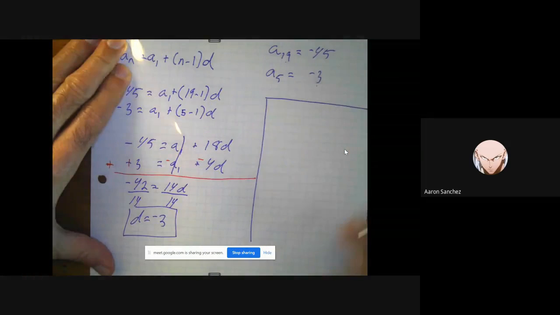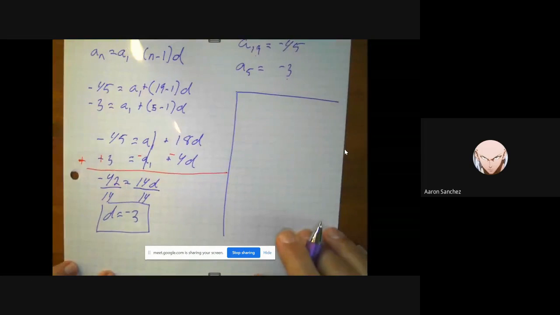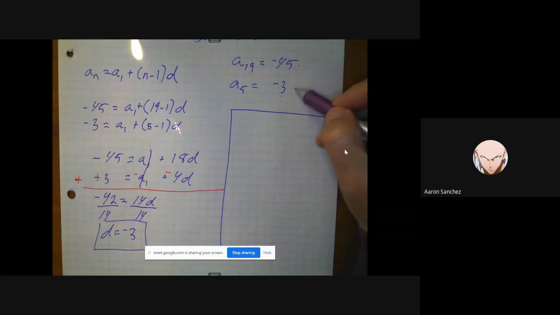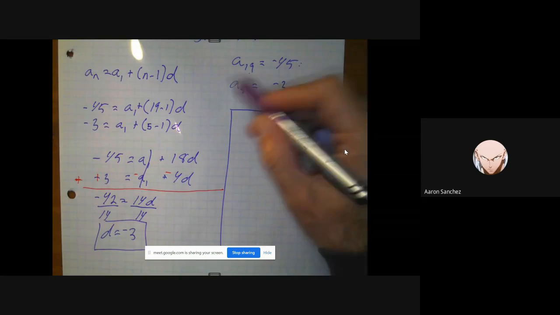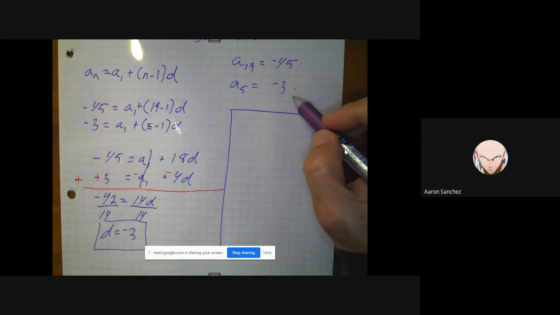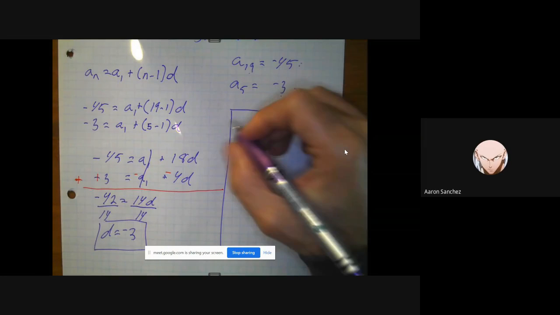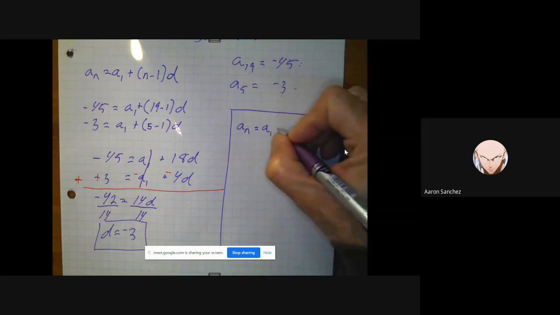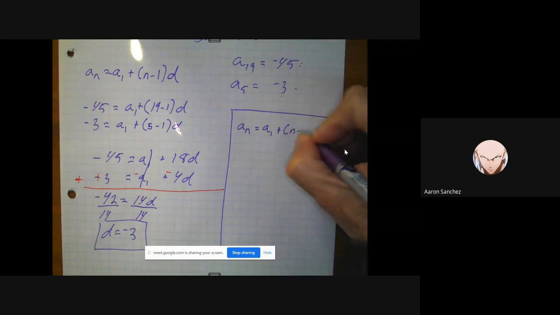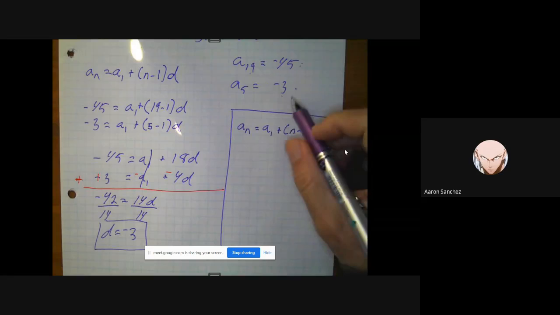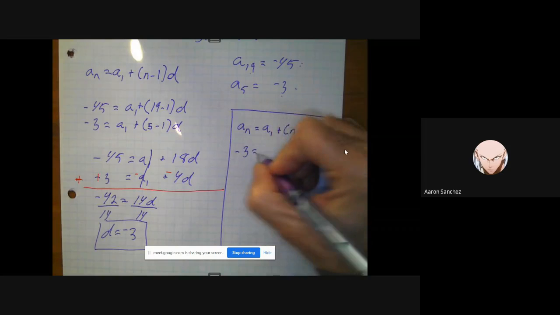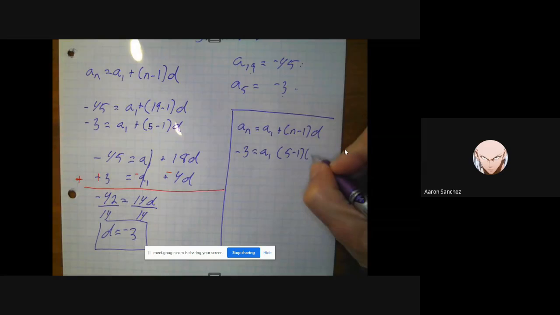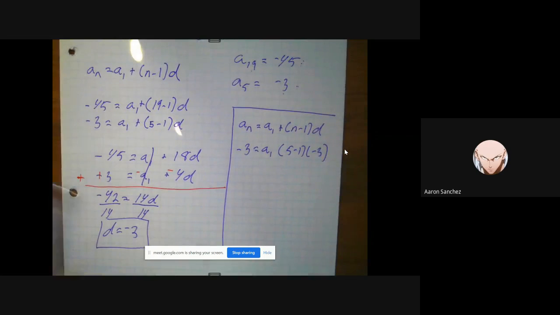Now I figure out the first term. So we do -3, and then we could either pick this one or this one to do our first term. I'm going to pick the fifth term to figure out our first term because it's easier. So we say a_n equals a_1 plus n minus 1 times d. So -3 equals a_1 plus 5 minus 1 times -3. Okay, go ahead and solve for the first term.